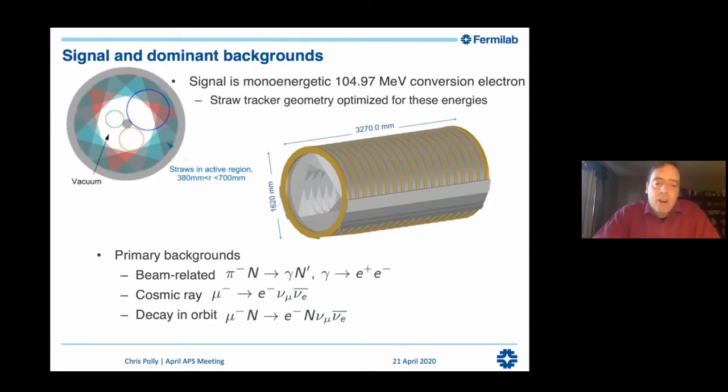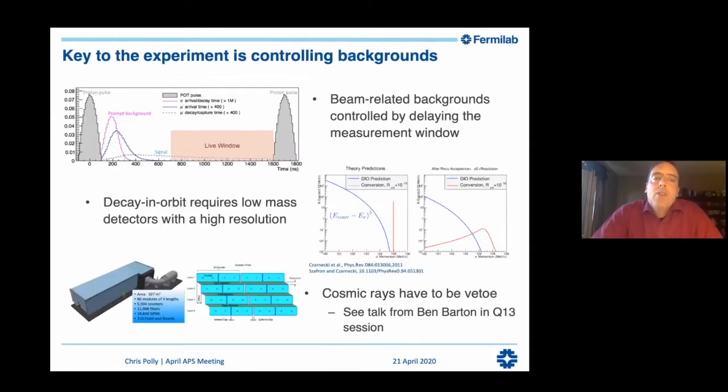The primary backgrounds they have to worry about are beam-related backgrounds that can come from times when the beam is first injected, cosmic ray backgrounds that can produce an electron in the same energy range, and then decay in orbit electrons that can be smeared out to the point that they start to approach this 104.97 MeV endpoint. So the key to their experiment is really controlling the backgrounds.